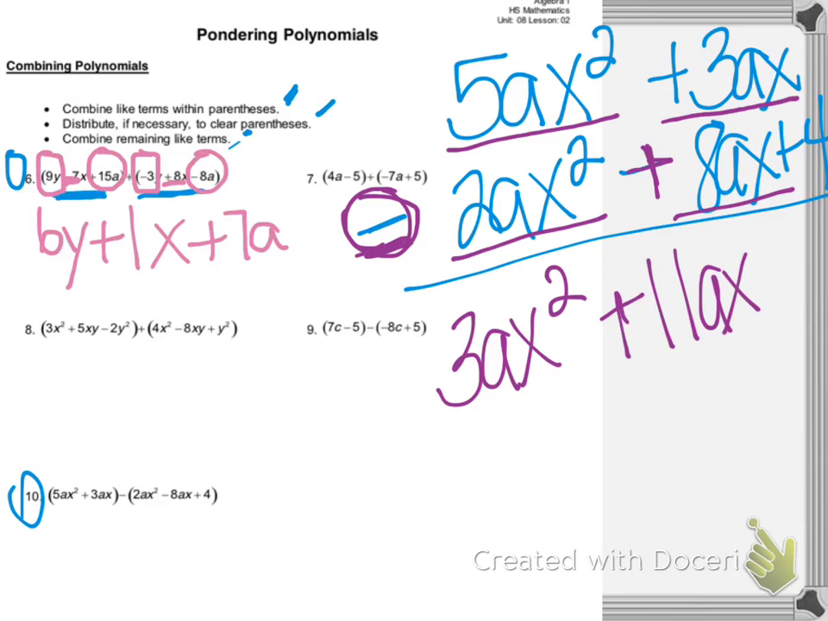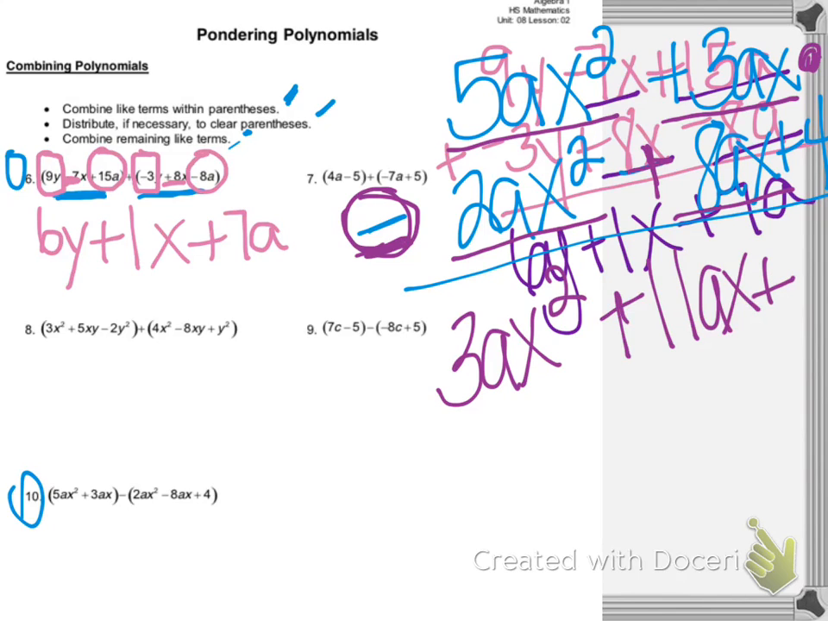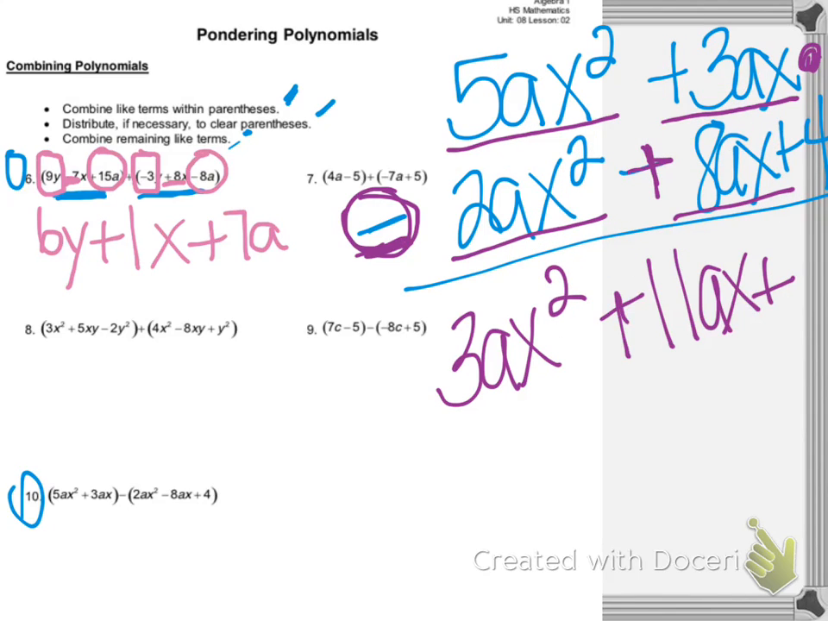And then I have nothing up here to combine with the 4, so I just bring down the negative 4. Because it's 0 minus 4, which is going to give me minus 4. And that would be my answer.